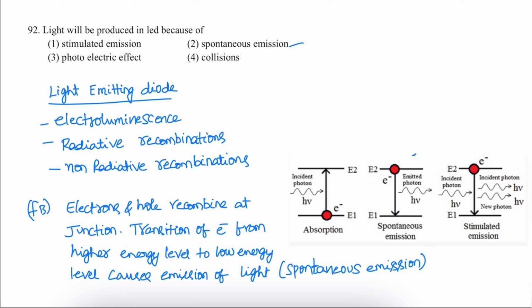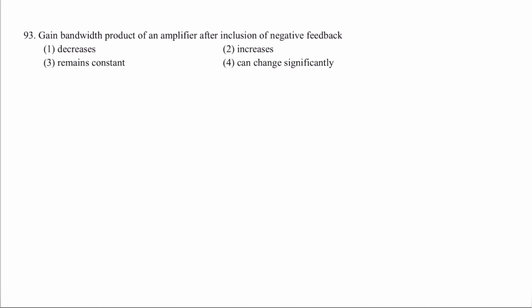In an LED, two types of recombination take place: radiative recombination and non-radiative recombination. The output of radiative recombination is light, and the output of non-radiative recombination is heat. If the efficiency of the LED is 100%, it means all the electron-hole recombinations at the junction are of the radiative type.